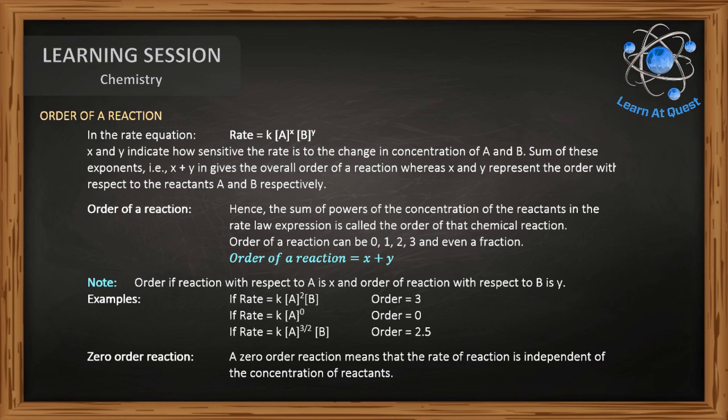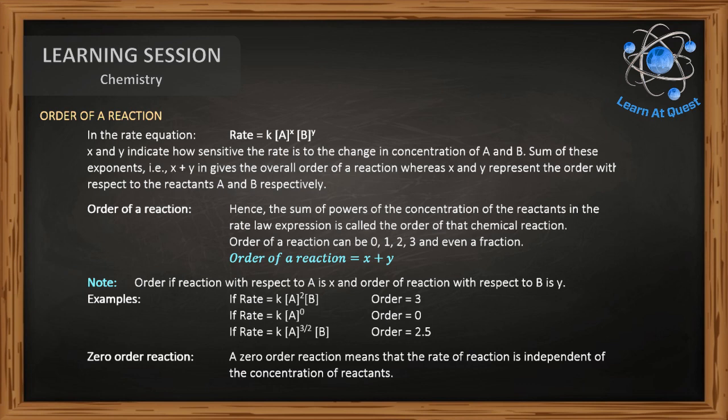[A] in square brackets is the concentration of the reactant A and [B] in square brackets is the concentration of reactant B. x and y are the exponents. x is the exponent of the concentration of reactant A and y is the exponent of the concentration of reactant B. The exponents x and y indicate how sensitive the rate of the reaction is to the change in concentrations of A and B. The sum of these exponents, that is x plus y, gives us the overall order of a reaction. x and y also represent the order with respect to the reactants A and B respectively.